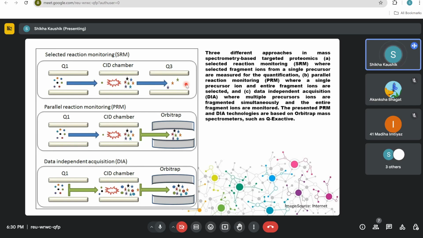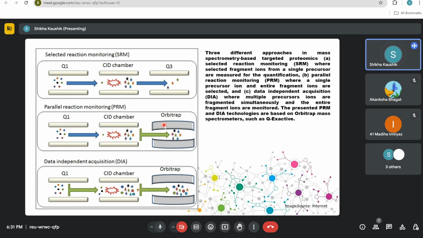Fine. In parallel reaction monitoring, a single precursor ion is selected and its entire fragment ions are studied. So here what we did is select a single precursor, look at all its fragments, and select from those fragments too. Here we selected a single precursor, but we are studying all its fragments. We are not choosing; we are parallelly studying all the fragments that are there.